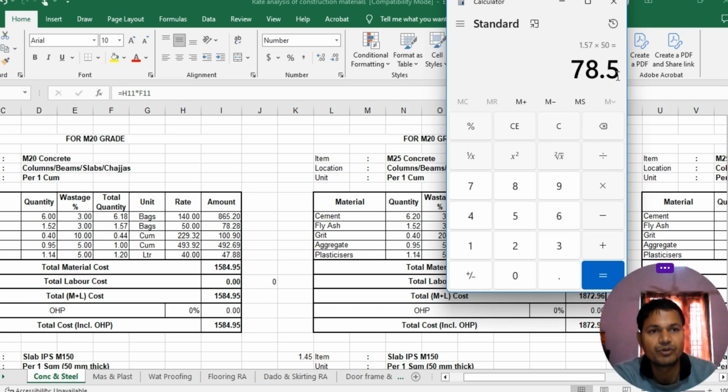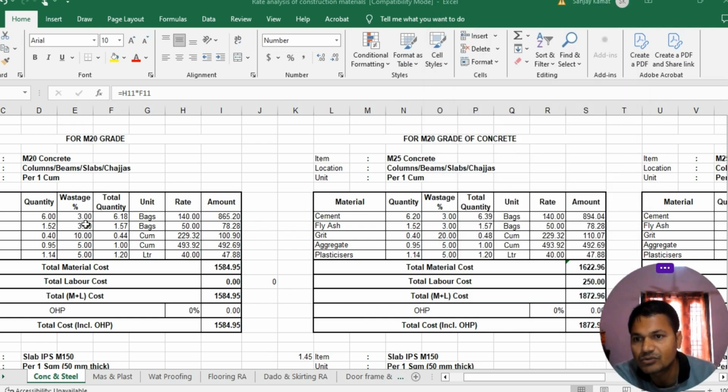So the 78.5. So this means that here it has taken 1.52, not 1.57. 1.52 into 50 is 76. Okay, so we have to neglect this. We have to take this, because the 3% wastage has also gone in here. So we consider this value, not that value.